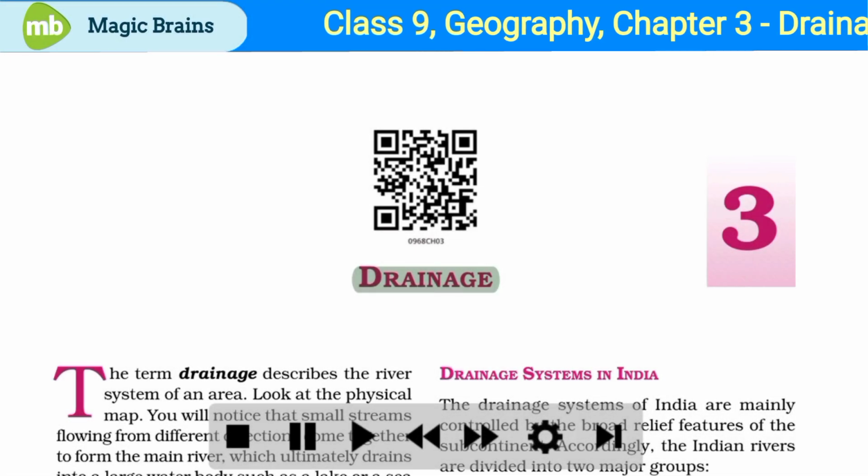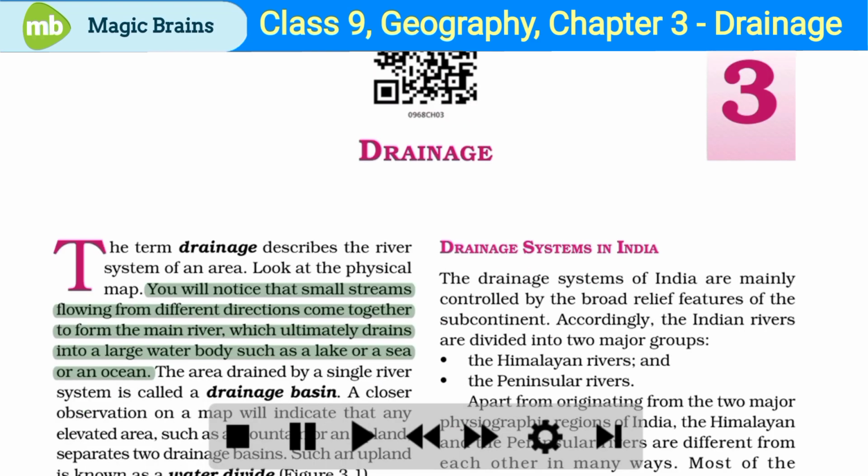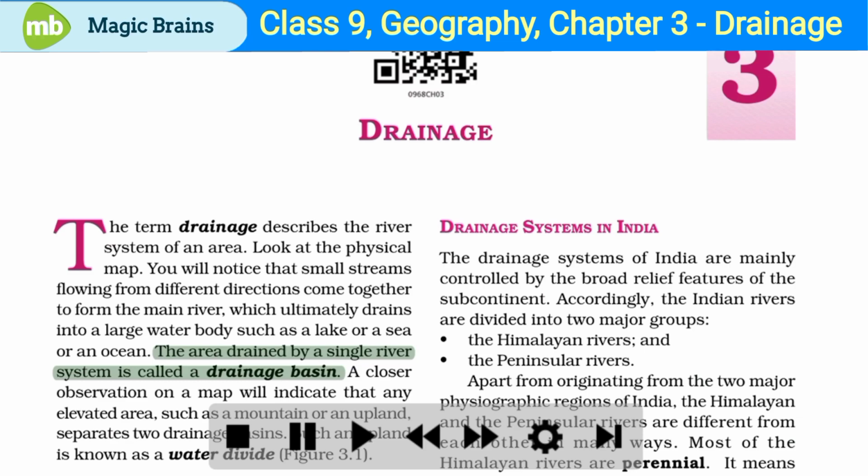Chapter 3 Drainage. Friends, the term drainage describes the river system of an area. Look at the physical map. You will notice that small streams flowing from different directions come together to form the main river, which ultimately drains into a large water body such as a lake or a sea or an ocean. The area drained by a single river system is called a drainage basin.